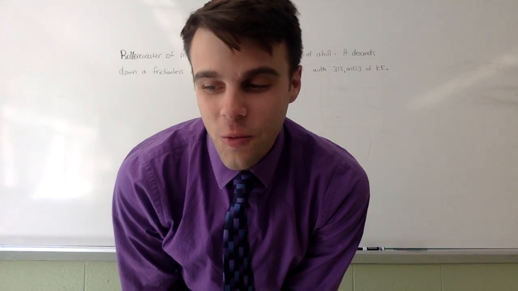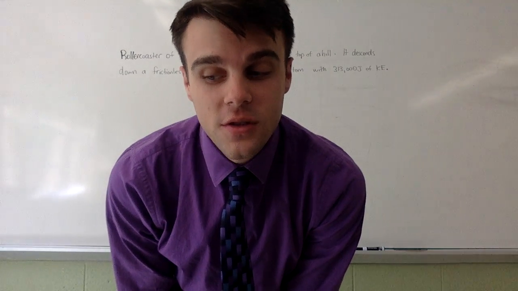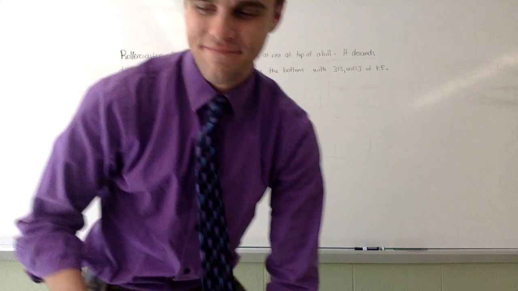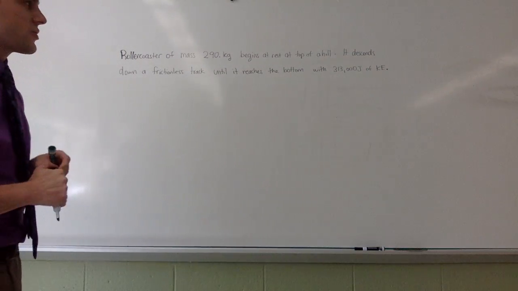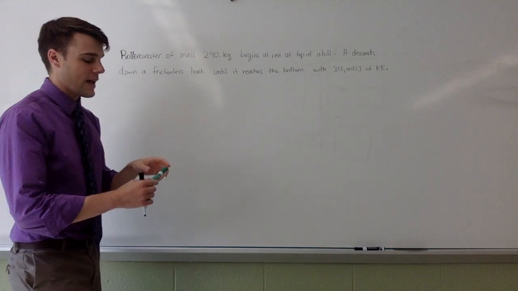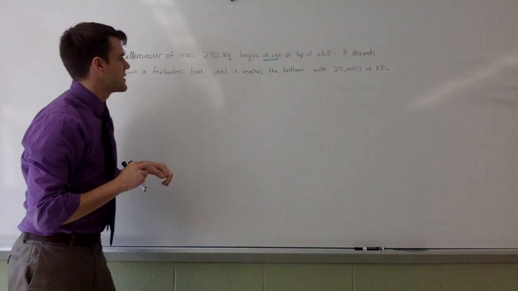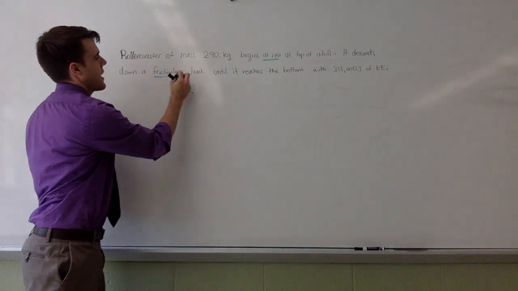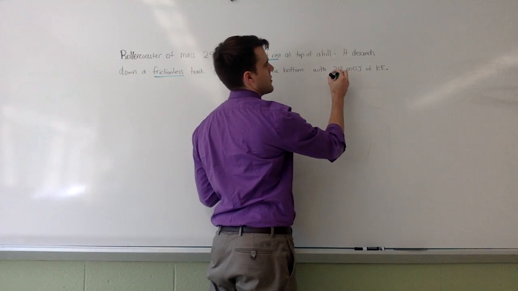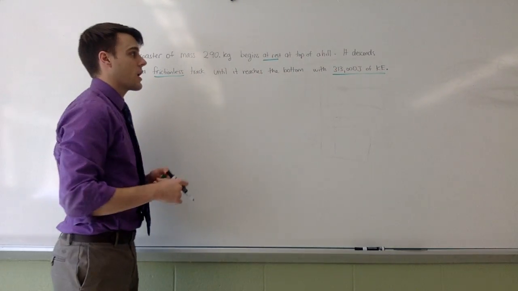Good evening. We are going to have a tutorial for the first short answer question from the mock exam. So the question says that a roller coaster of mass 290 kilograms begins at rest at the top of a hill. It then descends down a frictionless track until it reaches the bottom with 313,000 joules of kinetic energy. So right away, we know a couple things.